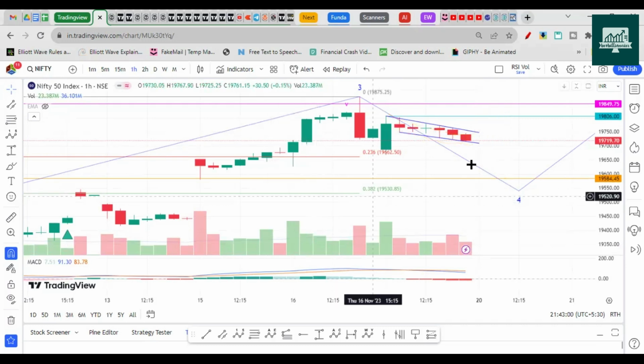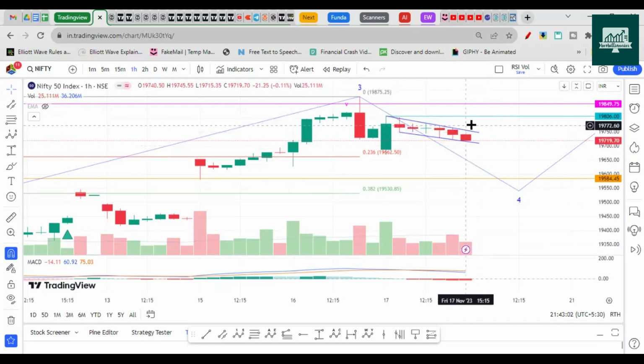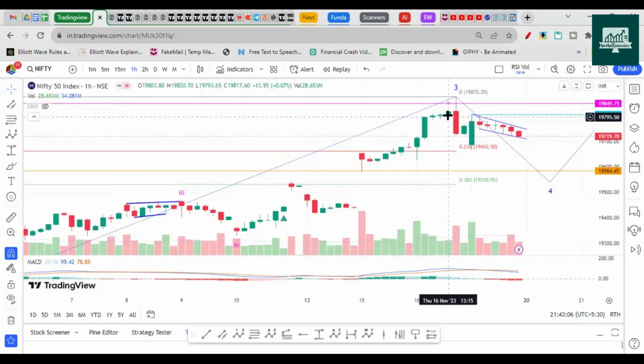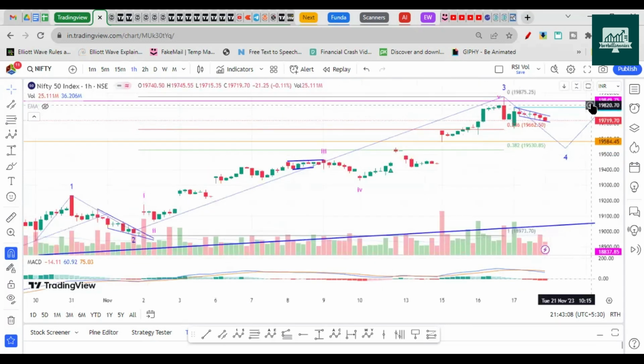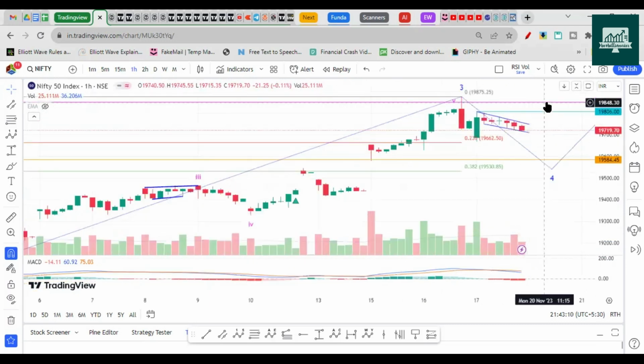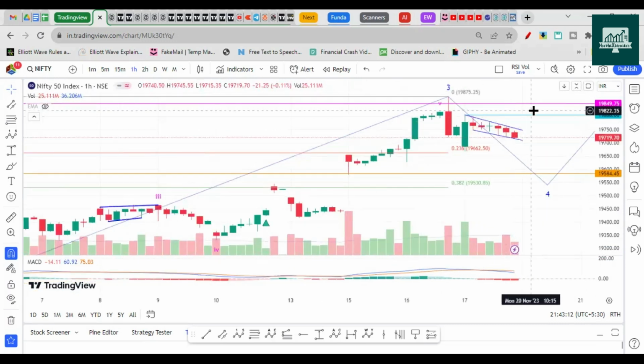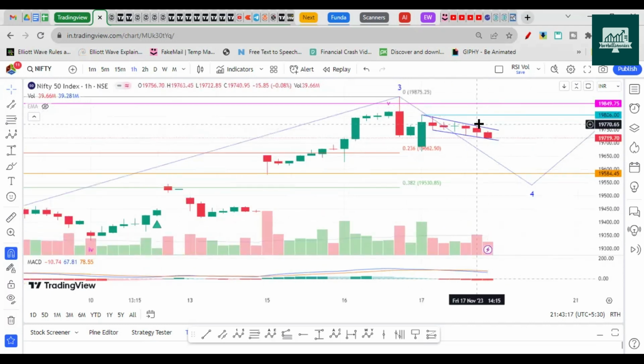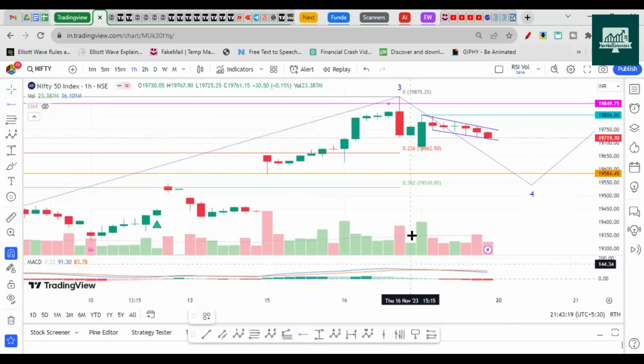So in the next session, if Nifty opens gap up and sustains for some time, I would assume that it is going towards 850 something. This is the previous resistance, 19,850. That is the resistance. I'm expecting it to go there, 820 to 850, depending on how it moves. So this is the level that I want to watch for.